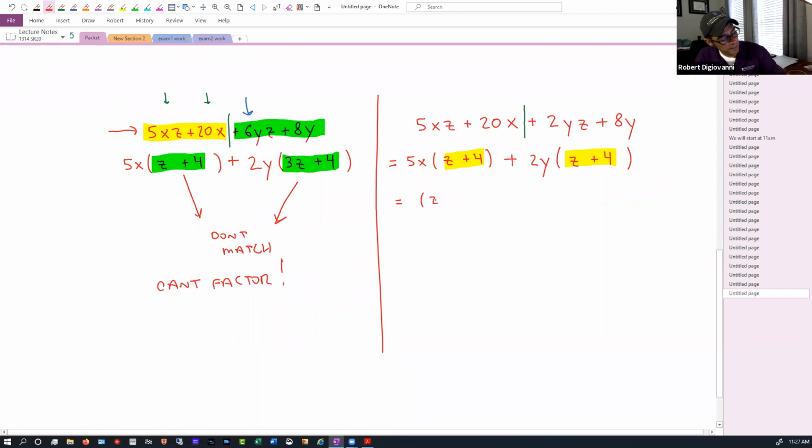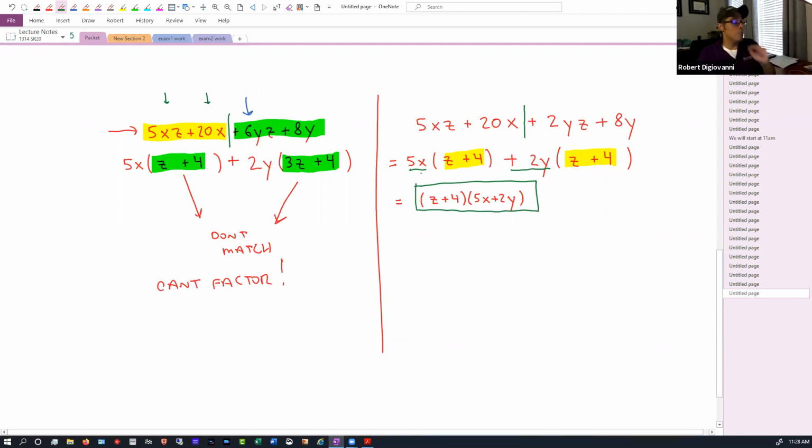What you do is the thing that matched, right? That's the thing that matched in both. Do you agree? The z plus 4? You write that down. And then next to it, in a separate set of parentheses, you're going to write 5x plus 2y. Now, the 5x came from here, and the plus 2y came from here. So whatever matches, you write it down first. And then the two things that were in front, you put those in parentheses. And that is the factored form. We are done.